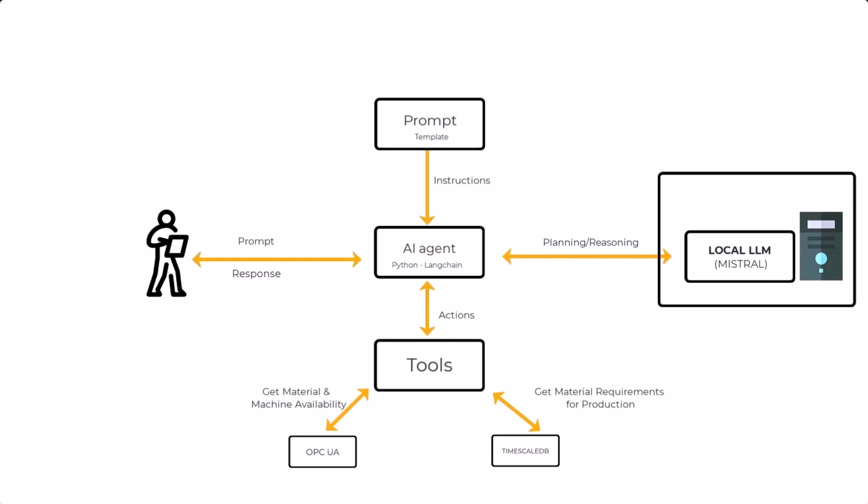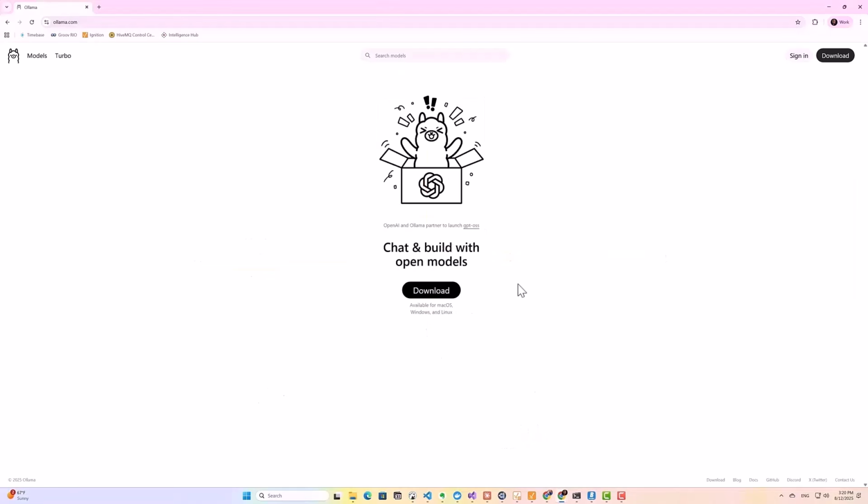So how exactly do we run large language models locally? We're going to use a tool called Ollama. Think of Ollama as Docker, but specifically for AI models. It handles all the complexity of running these models, managing resources, and providing APIs. Ollama is completely free and open source, and it runs on Windows, Mac, and Linux. So let's get it installed.